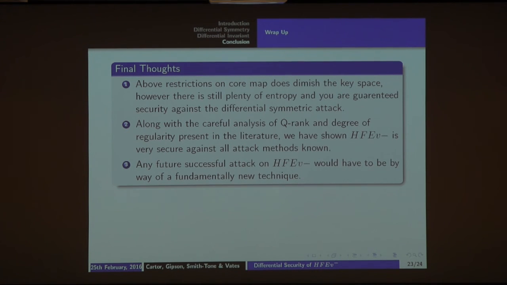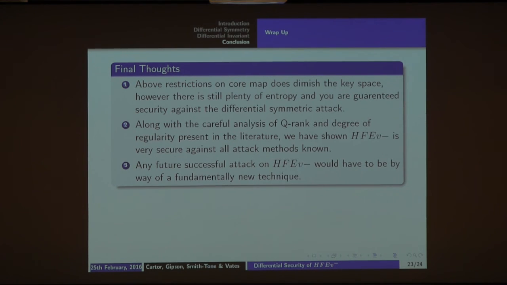So some final thoughts. We just finished up with analyzing the differential symmetry and the differential invariant. Some small things about the differential symmetry. We placed quite a few restrictions within our core map, and it's a very logical question to ask: have we restricted that too much? Do we have enough entropy within our public key? And the answer is yes. We still have plenty of entropy left over, even with some of the given restrictions.